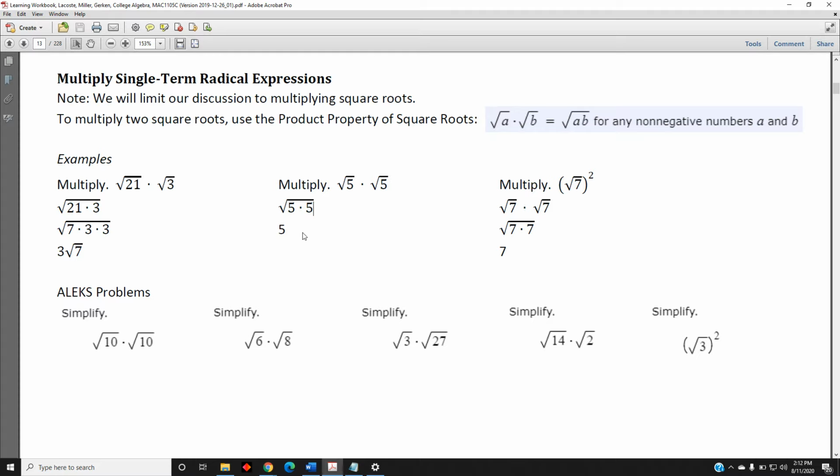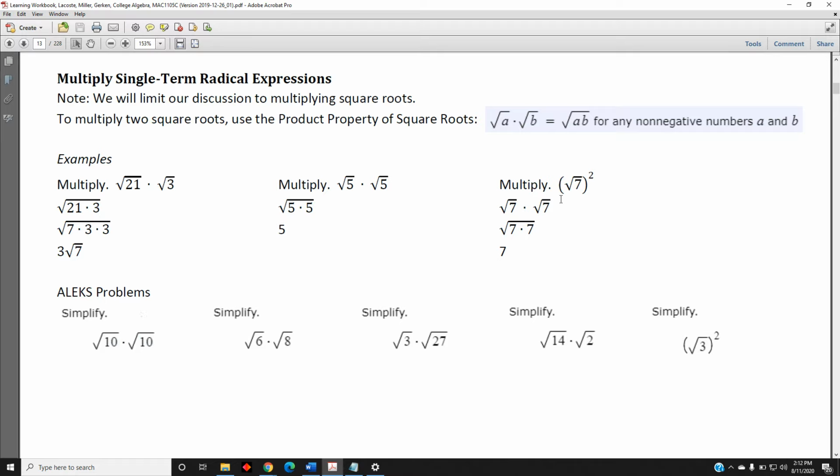Now there's an important pattern here that I want you to notice. When you multiply two square roots and the positive number underneath matches, then you're going to get that same positive number as your answer. The square root of 5 times the square root of 5 will be 5. The square root of 6 times the square root of 6 will be 6. The square root of 10 times the square root of 10 will be 10.